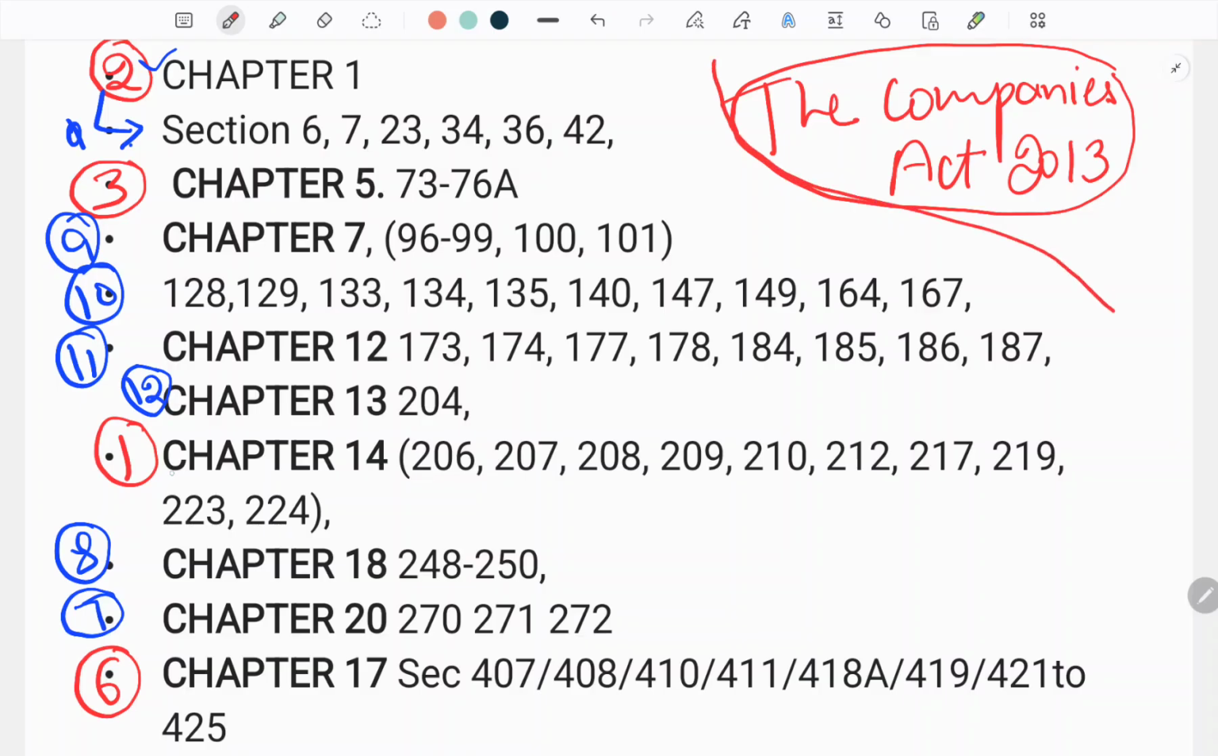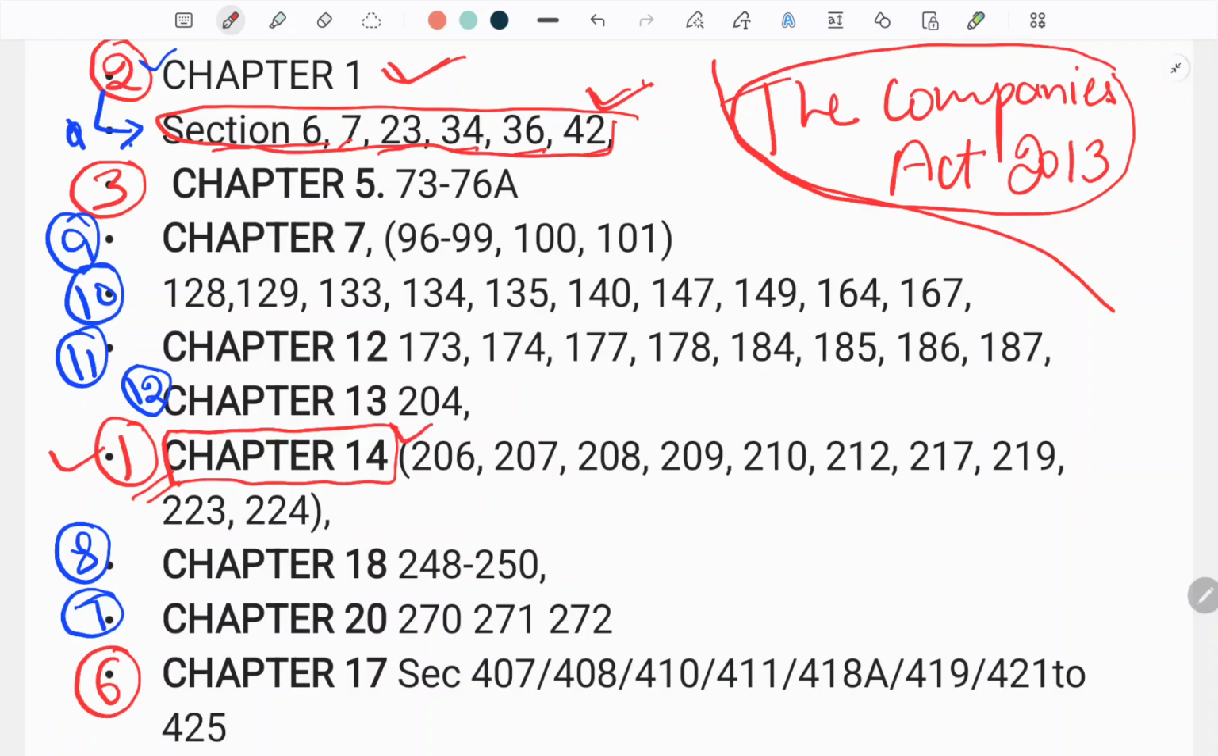Firstly, we have to do chapter 14. These are the sections that are important from the exam point of view, which is why I have written them here first. Thereafter, you have to complete chapter 1. Under chapter 1, there are the definition clauses, and thereafter sections 6 to 7, 23, 34, 36, and 42. Secondly, you have to do these sections with chapter 1.